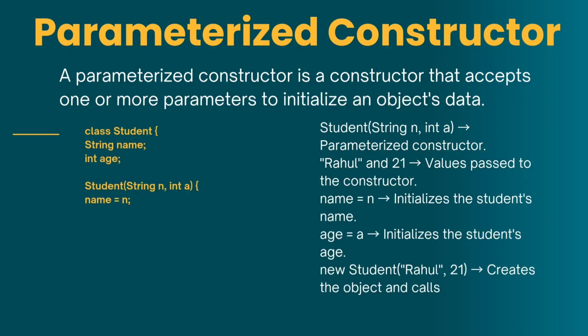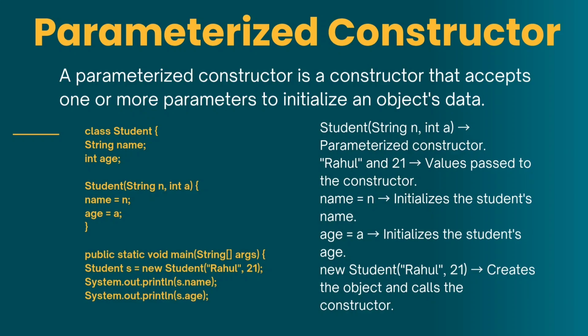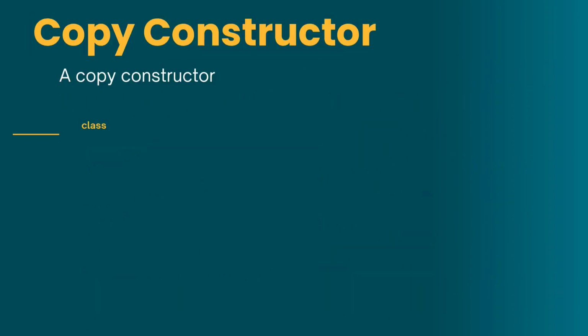Parameterized constructor. A parameterized constructor is a constructor that accepts one or more parameters to initialize an object's data. Student(String n, int a). The name and age values are passed to the constructor, which initializes the student's name and age.